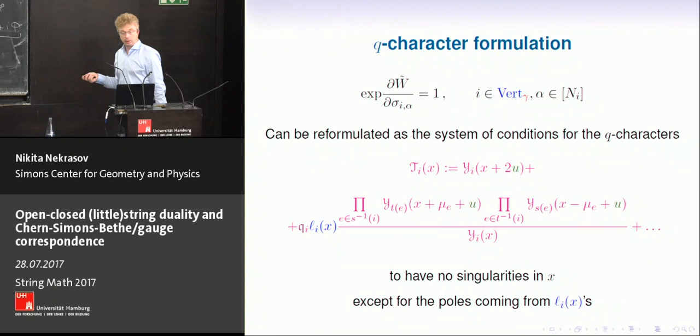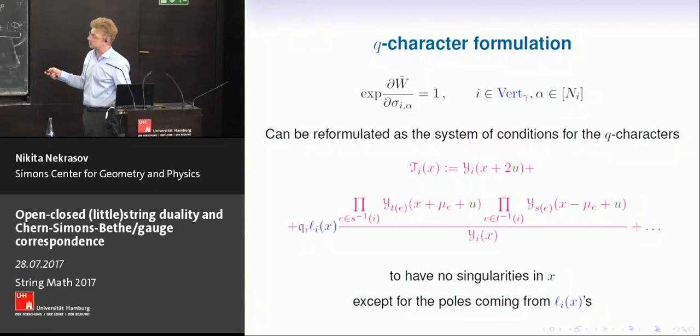Okay. Again, you can formulate these equations as an analyticity condition. So it's a condition that certain expression built out of the generalized eigenvalue functions y, so these y's will be built out of sigmas, eigenvalues of the sigma scalars in vector multiplets, has no singularities in the auxiliary variable x, except for the poles coming from these L factors. These are built out of matter multiplets.